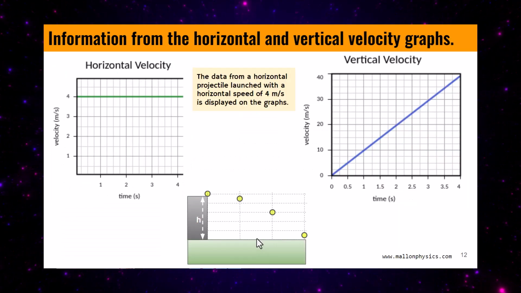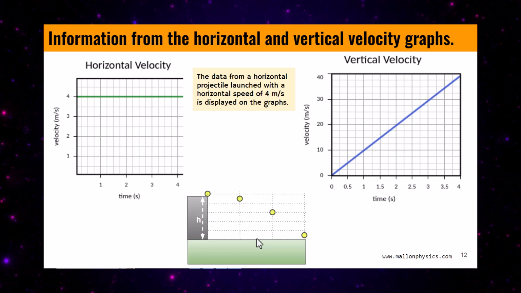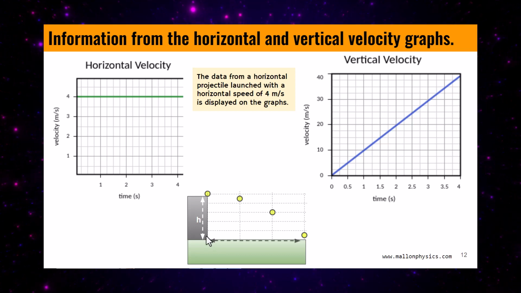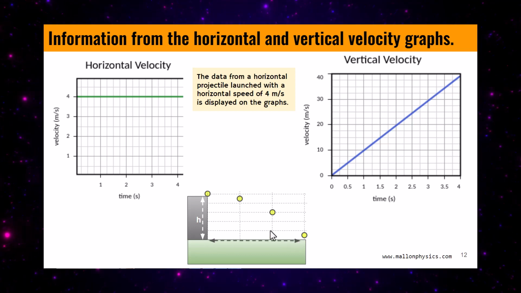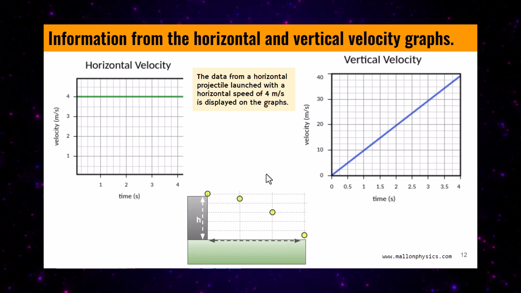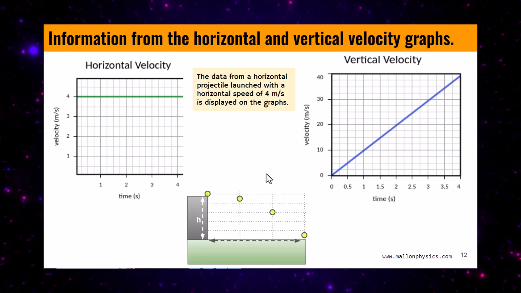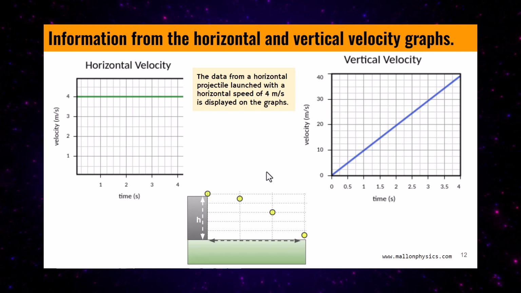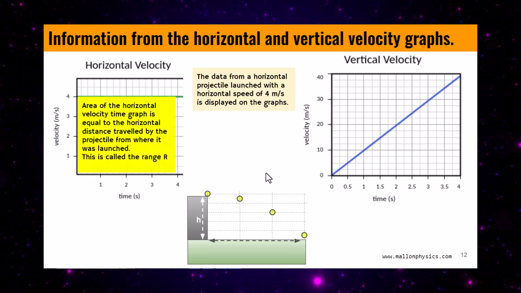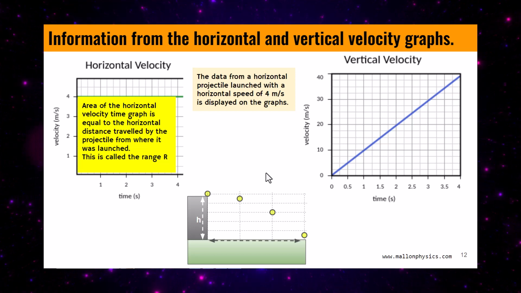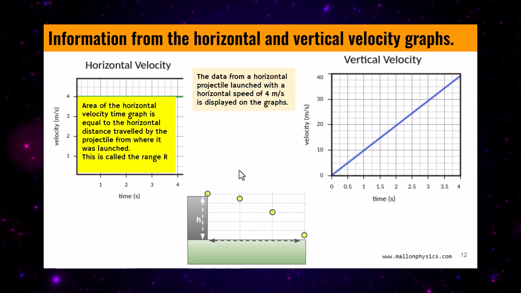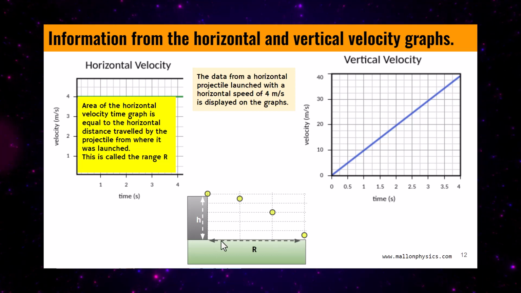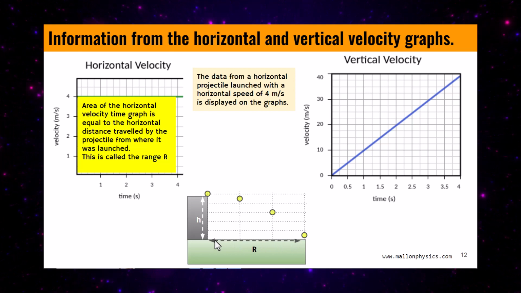Now we can get more information from those two graphs, and it's a very useful piece of information. From the horizontal velocity graph, we can work out that distance between the edge of the cliff and where it lands. That's given a special title called the range. And what's more, in a velocity time graph, if you work out the area of the graph, you've worked out the distance gone. So the area of the horizontal velocity time graph is actually equal to the horizontal distance travelled by the projectile. That's given a special name called the range R. So that distance here can be found from the area of the horizontal velocity time graph.